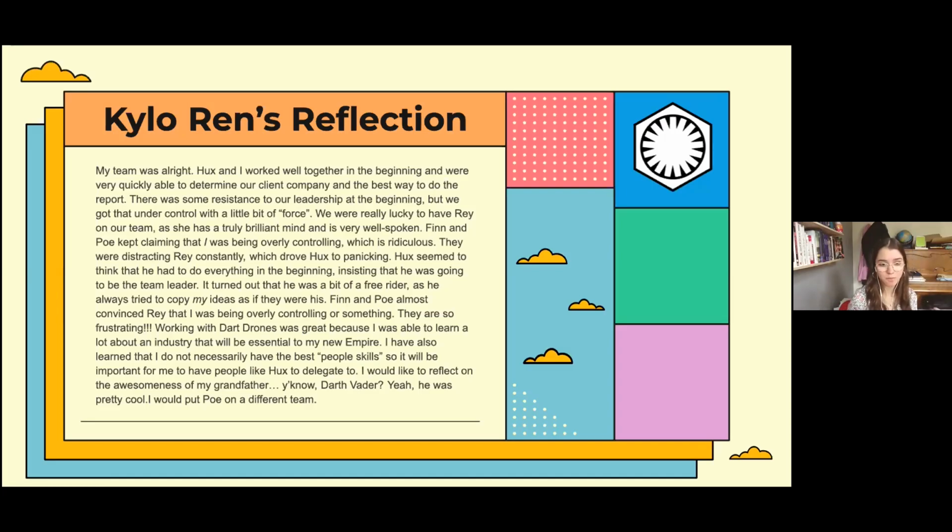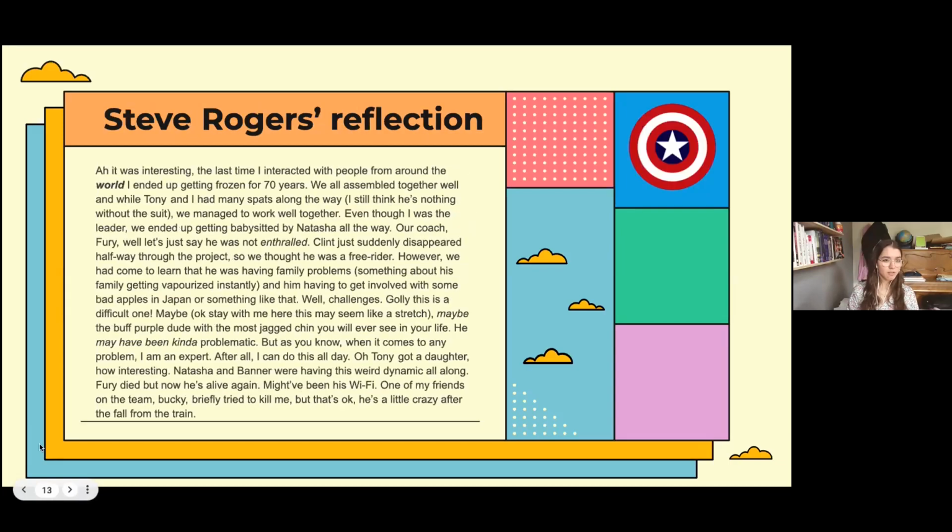Lastly, I would put Pooh on a different team. So that was the first example, and we are going to read another example. It's Steve Rogers' reflection. So Steve Rogers is like Captain America.